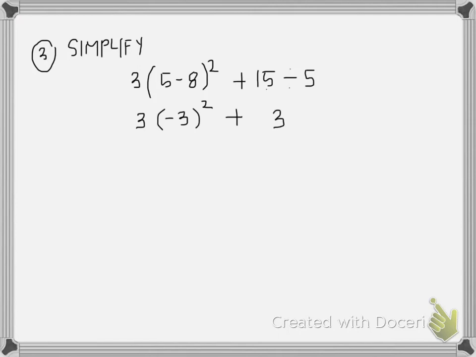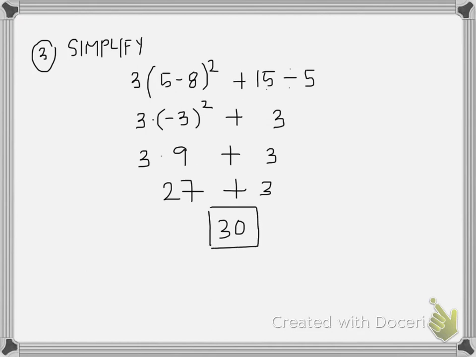Alright, now we can simplify here. So which one comes first, multiplication or the exponent? The exponent. So a negative 3 squared would be a positive 9. And a 9 times a 3 will be a 27. And then a 27 plus a 3 will be a 30.